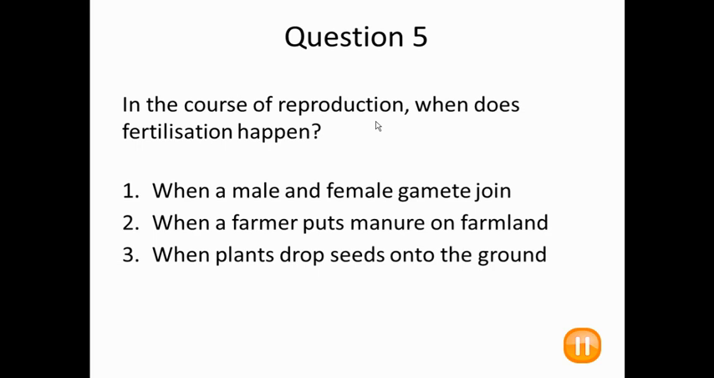So number 5. In the course of reproduction, when does fertilisation happen? So is it number 1, when a male and female gamete join? Number 2, when a farmer puts manure on land? Or number 3, when plants drop seeds onto the ground?